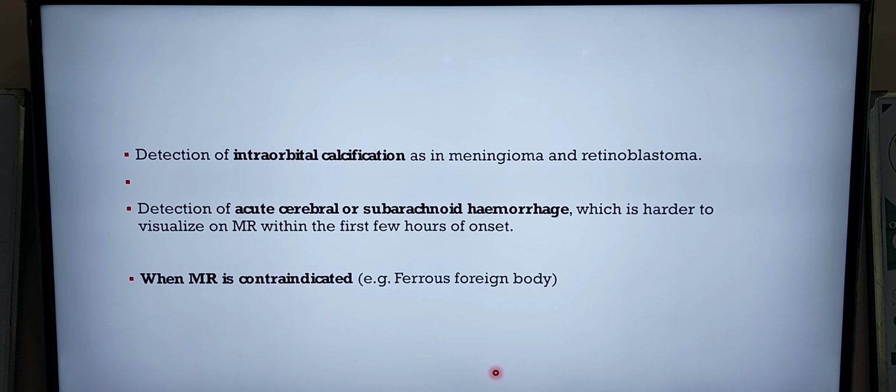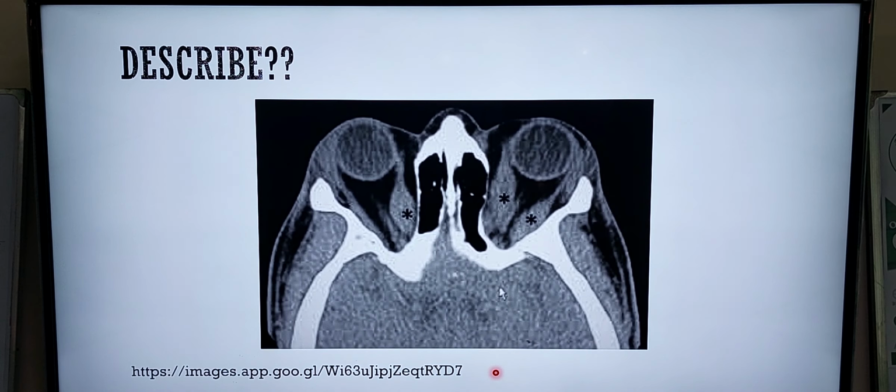Intraorbital calcifications in cases of meningioma, as it has some psammoma bodies which produce calcifications, and retinoblastomas, and detection of acute CVA, cerebral or subarachnoid hemorrhage, which is harder to visualize on MRI within the first few hours of onset. Also, when MR is contraindicated, CT is the first investigation, as in case of ferrous foreign bodies.